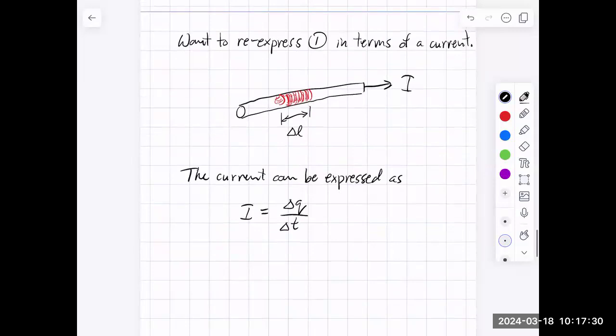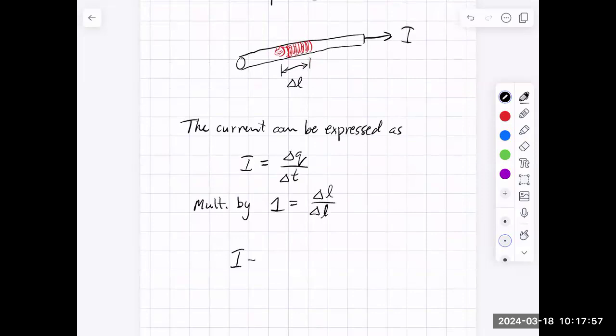Okay, so we're going to do a little bit of a trick here. We're going to multiply by 1. But we're going to write our 1 in a special way. We're going to express it as delta L divided by delta L. It's a bit of a silly thing to do, but let's just go with it and see what happens. Okay, so I is going to be delta Q divided by delta T. And then we multiply by delta L over delta L. All I'm going to do is just rearrange some of the factors. It doesn't matter which order I write them in. So I'm going to put delta Q times delta L, so that I didn't change, but I'll swap the order in the denominator. So we'll put delta Q over delta L and then delta L over delta T.